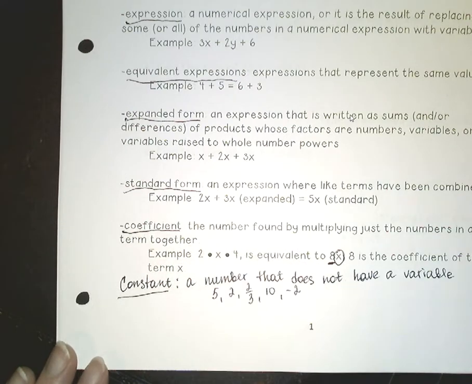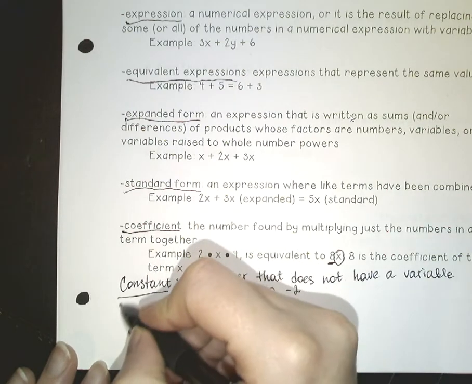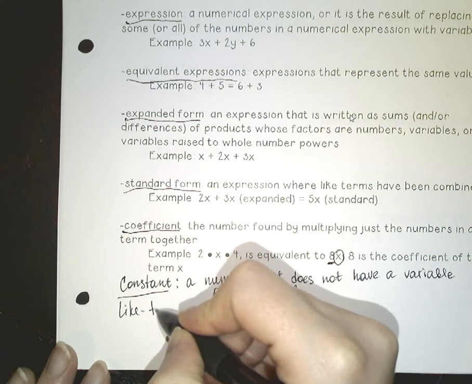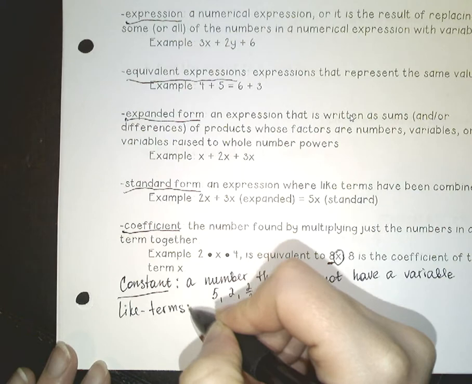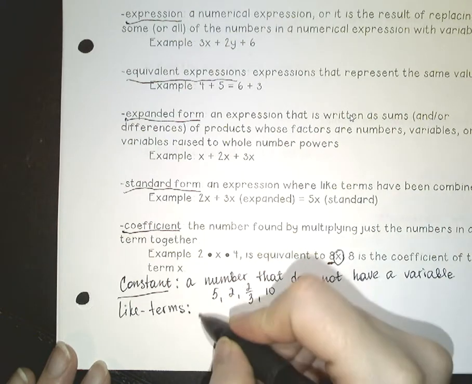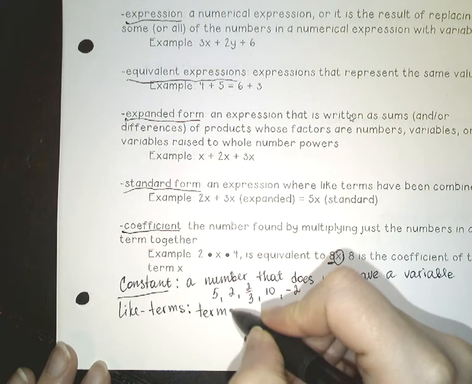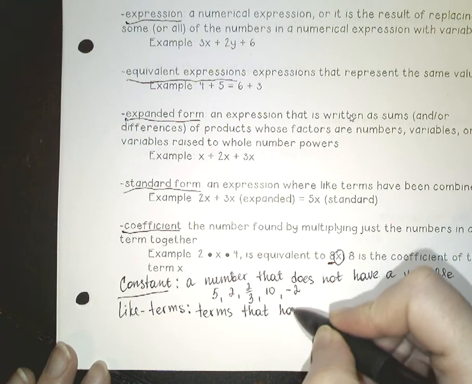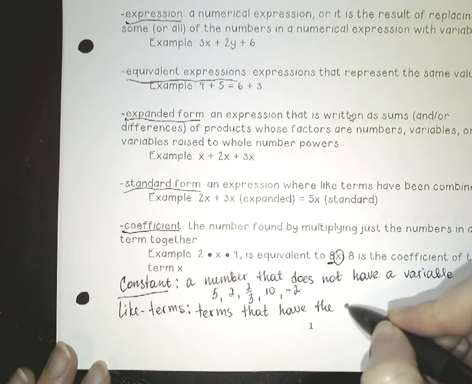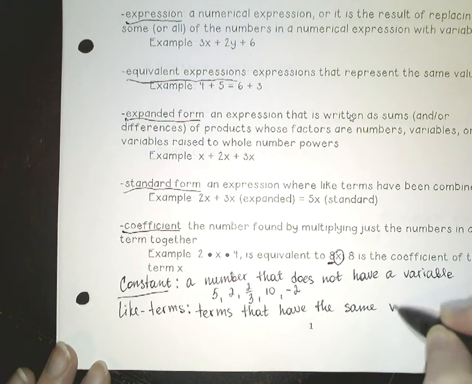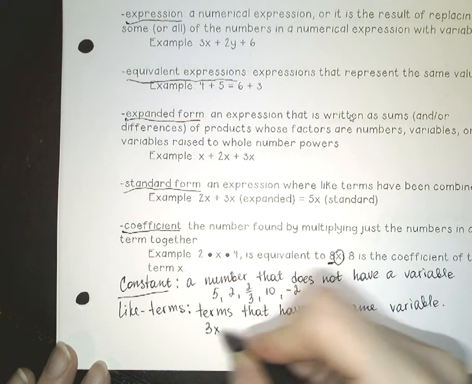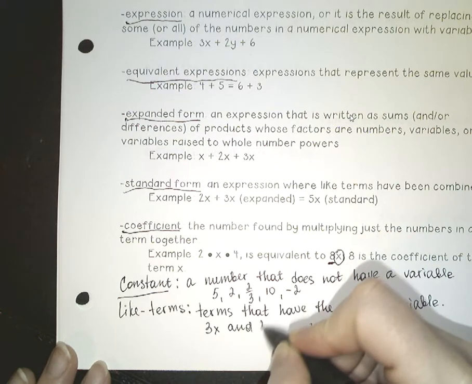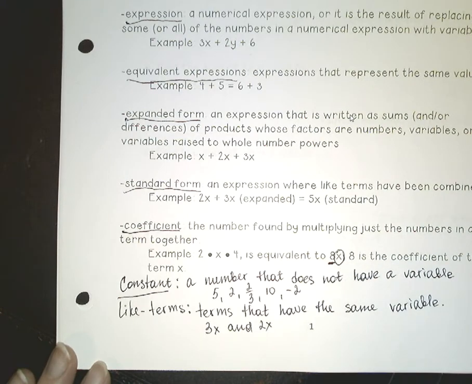One more word is like terms. Like terms are terms that have the same variable. For example, 3x and 2x. They are like terms because their variable is x.